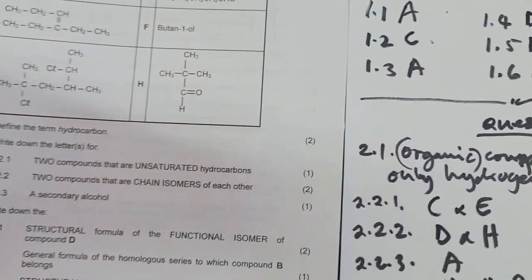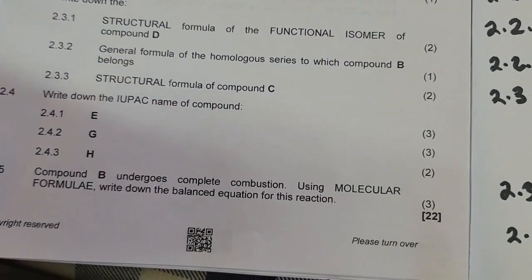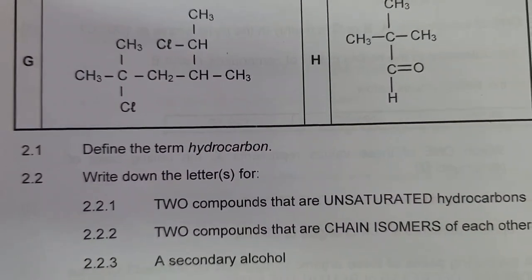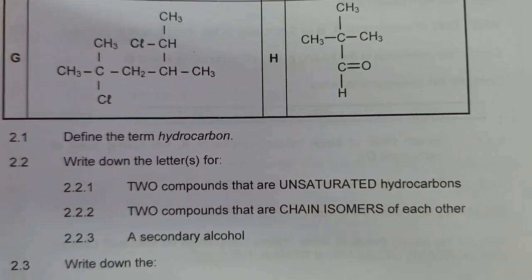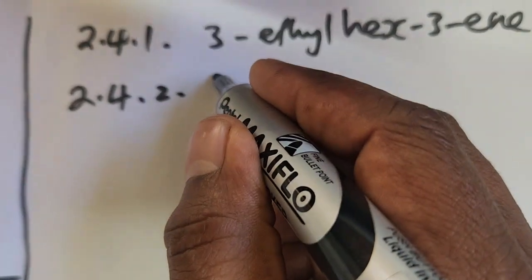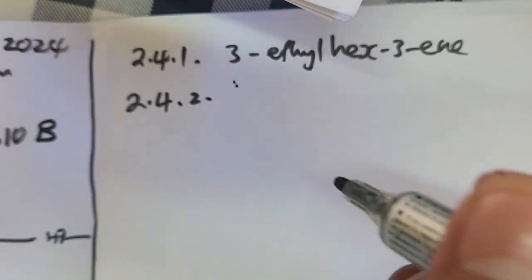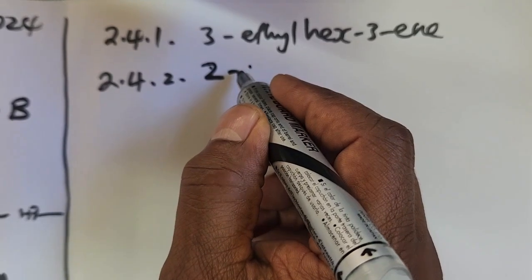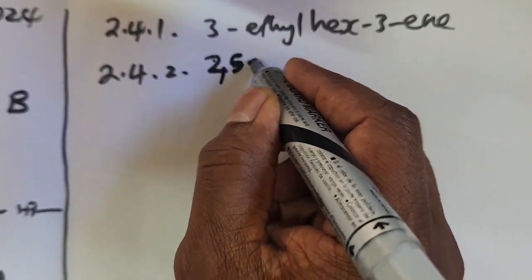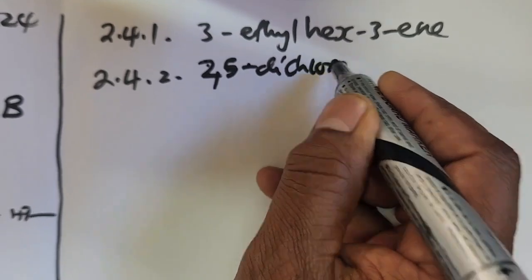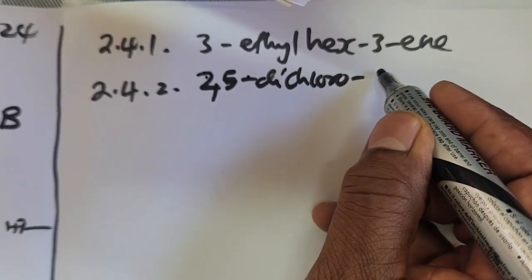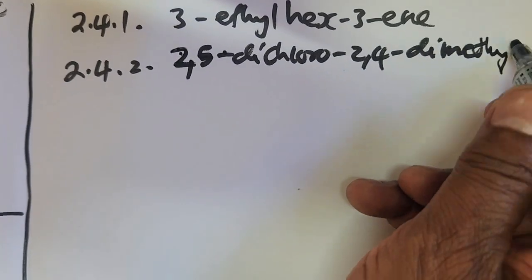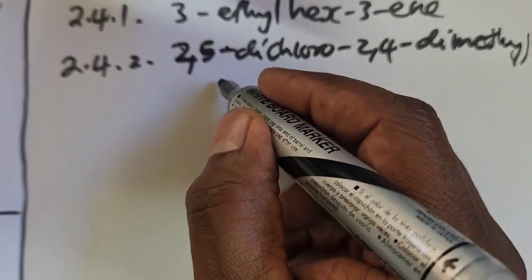2.4.2. This case 2.4 is G and H to follow. G, we've already done that. We said in G it's our 2-chloro. G is 2,5 sorry, 2,5-dichloro, and then hyphen 2,4-dimethyl hexane structure.